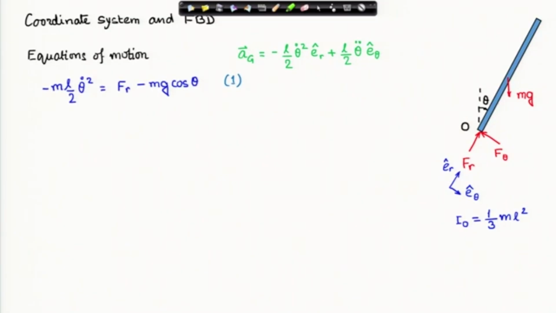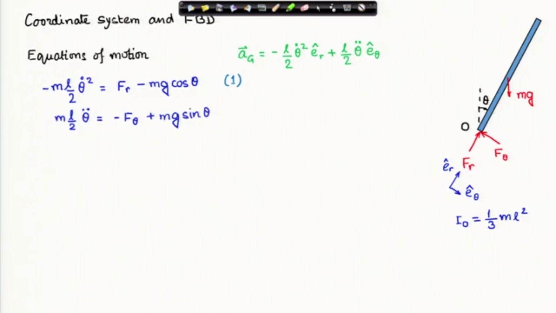I start writing the translational dynamics equation, or the linear momentum equations, extended Newton's second law in this coordinate system. The first equation is for e_r cap: mass times acceleration in e_r cap is equal to the net force in the e_r cap direction. We have F_r and a component of the weight expressed in this coordinate system. Everything has to be expressed in the coordinate system chosen.